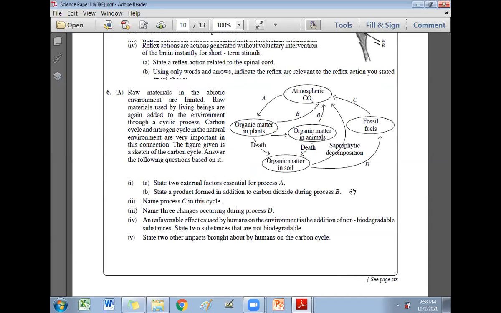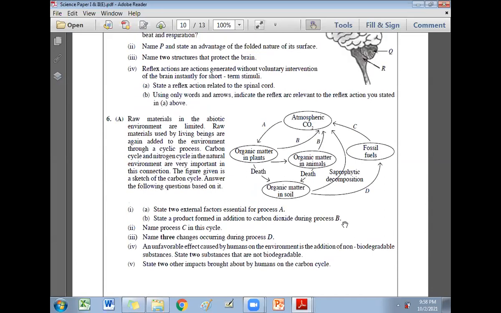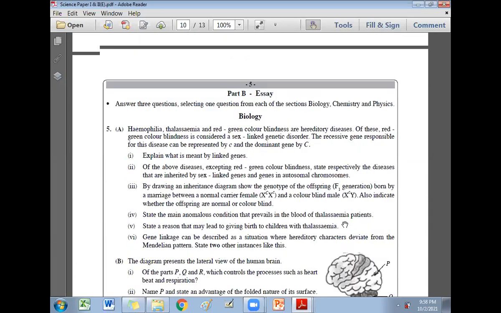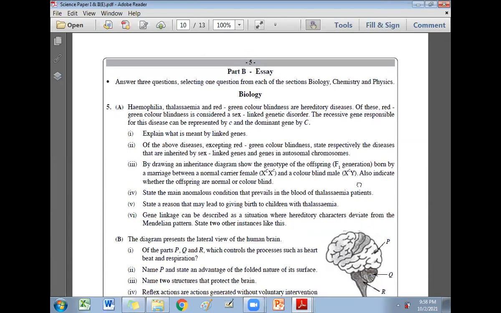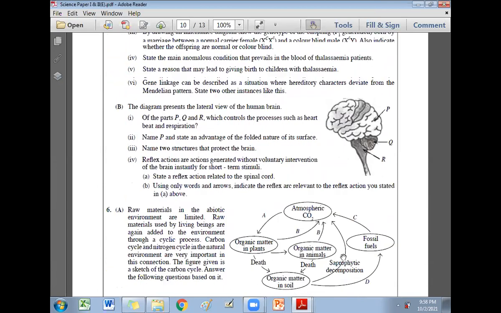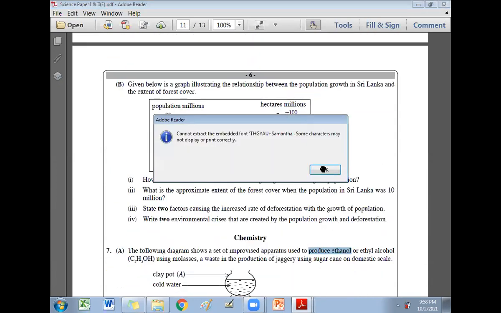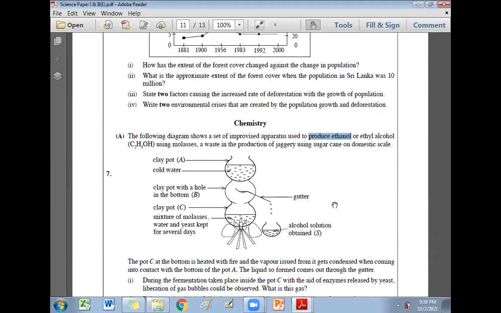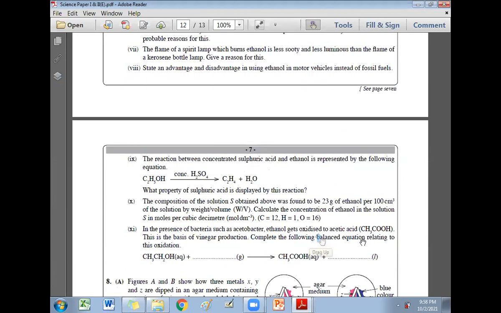But anyway, this carbon cycle we haven't done yet, but the genetics one is very important. This sex linkage and hemophilia, thalassemia, red green color blindness. That's a very good question. Question number 5, part A, right? All the possible ones you may try at home, and the MCQs of the 2012 paper, right?